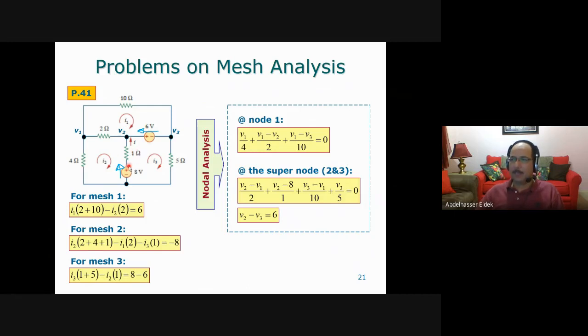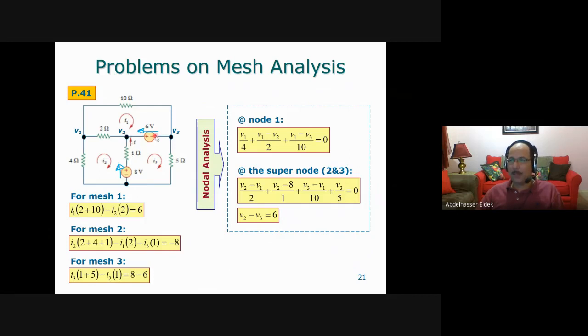For mesh number 3, the main current is I3. I3 times what? Times 5 and 1. So I3 times 5 plus 1. Minus the intersection. Again, this mesh intersects with I1 in nothing here. You don't have resistors here, so you can say I1 times 0. And it intersects with mesh number 2 in 1, so you can say minus I2 times 1.